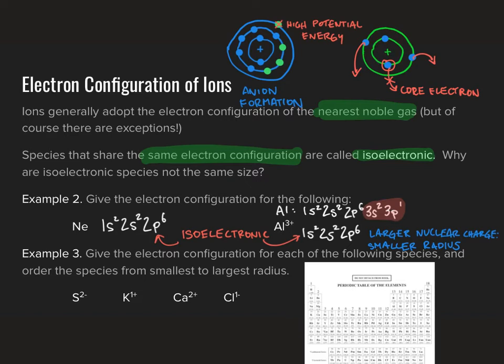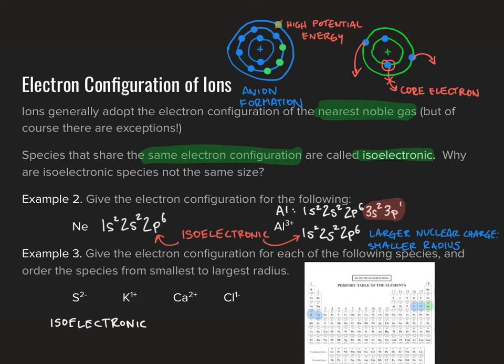So last but not least, we've got an example number 3 here on this slide, which asks us to give the electron configuration for each of the following species and to order the species from smallest to largest radius. And the 4 species they're giving us here are the sulfide ion, the potassium ion, the calcium ion, and the chloride ion. And what I want you to note about each of those 4 species is that each and every one of those things is closest to the nearest noble gas, which in this case is argon.